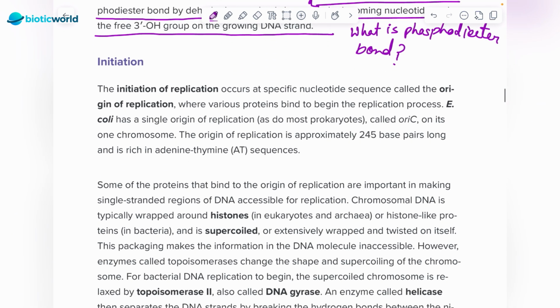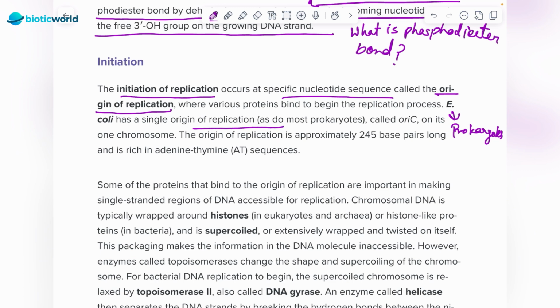Now, here we have the initiation. Initiation of replication occurs at a specific nucleotide sequence that is called the origin of replication, where various proteins bind to begin the replication process. In E. coli, we are taking the example of E. coli. E. coli is a prokaryote, so it has only a single origin.